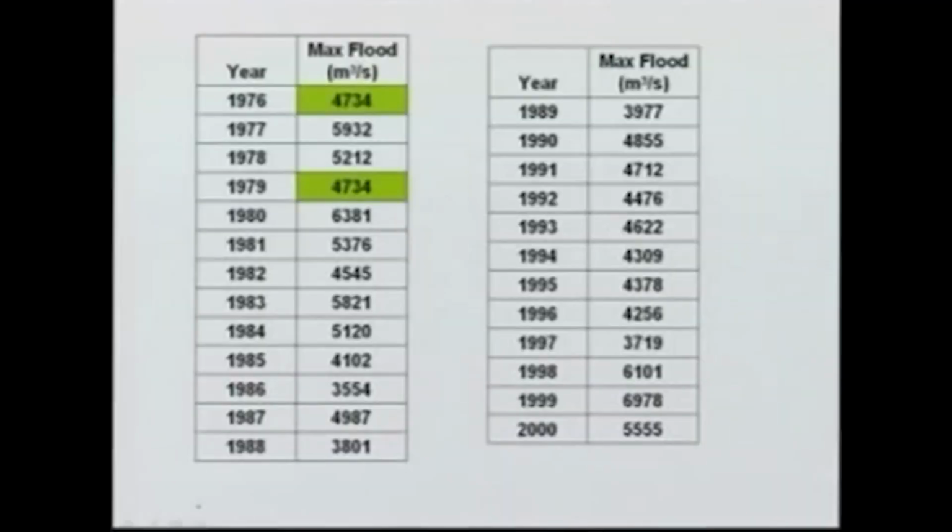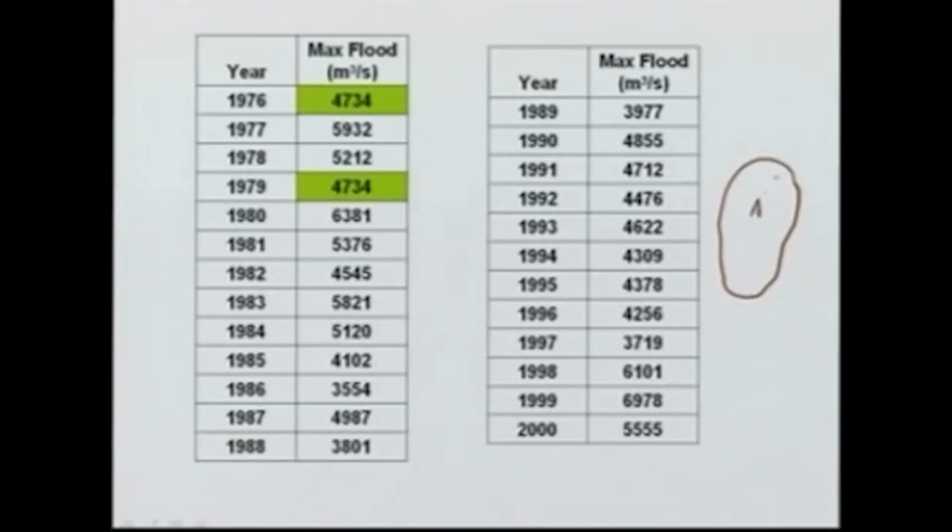So, we would then look at the frequency analysis, in which suppose we have a gauged catchment and we have the data of the flow available, let us say daily flow data. So, again suppose we look at some catchment area A, and suppose we have this gauging station here. So, Q is known or measured.